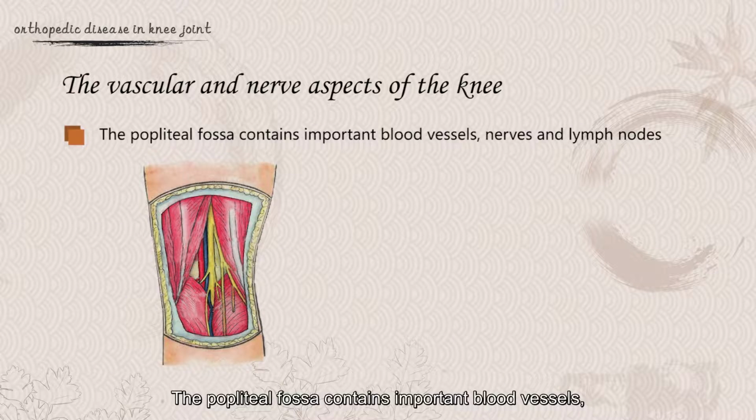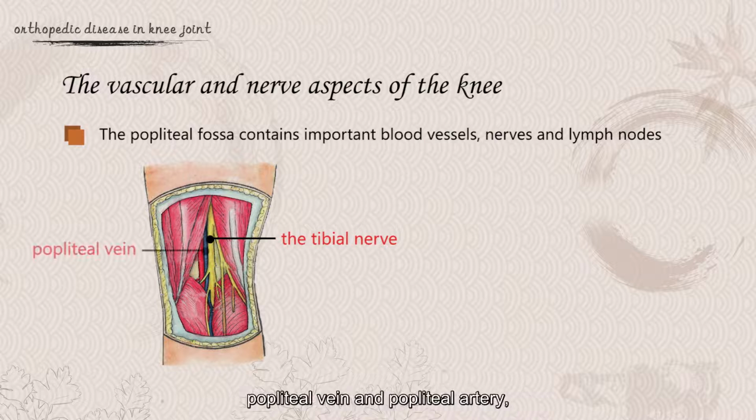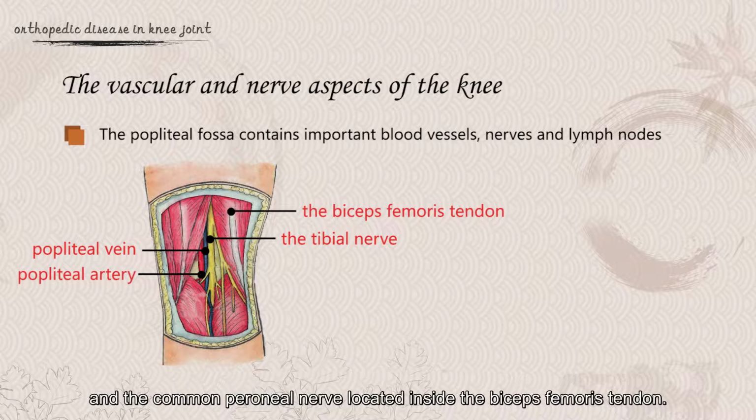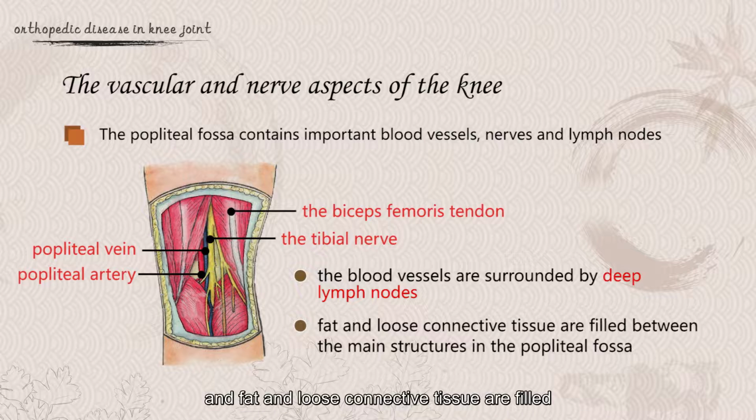The popliteal fossa contains important blood vessels, nerves, and lymph nodes. From shallow to deep are the tibial nerve, popliteal vein, and popliteal artery, and the common peroneal nerve is located inside the biceps femoris tendon. The blood vessels are surrounded by deep lymph nodes, and flat and loose connective tissue is filled between the main structures in the popliteal fossa.